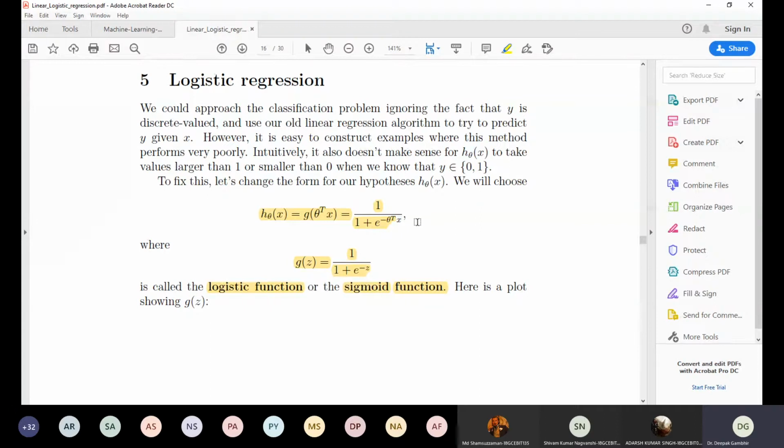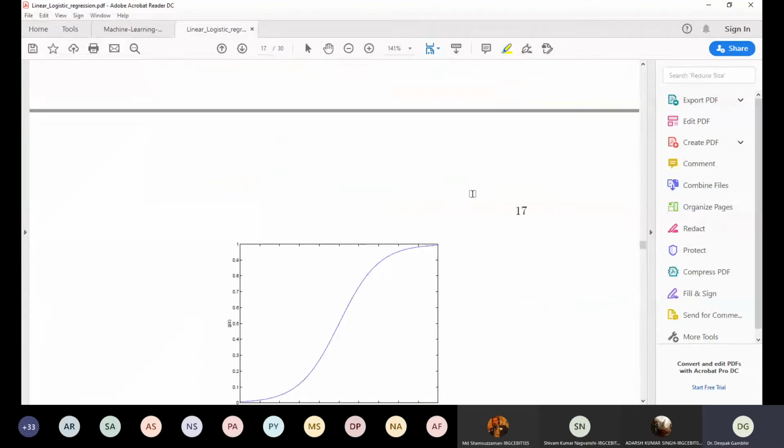The only change is that now we pass the same theta transpose x, the same hypothesis given by linear regression, through a function g, where g of z is 1 over 1 plus e to the power minus z. This function is now our hypothesis. It will result in two values, either 0 or 1. We are doing binary classification first.